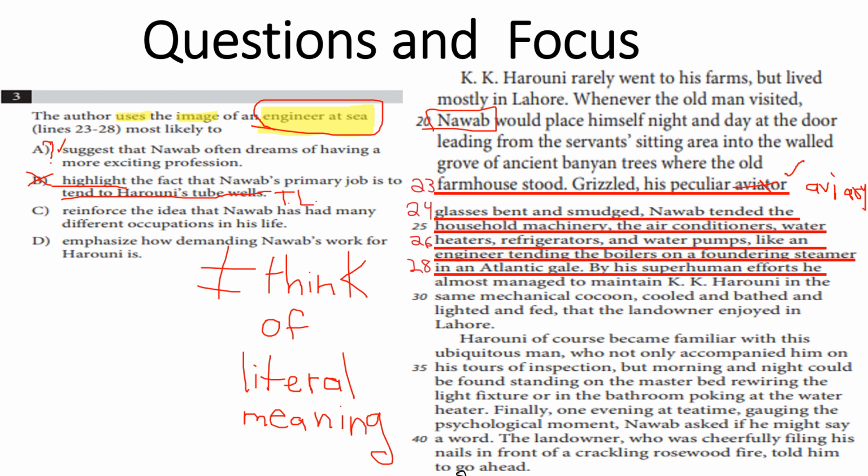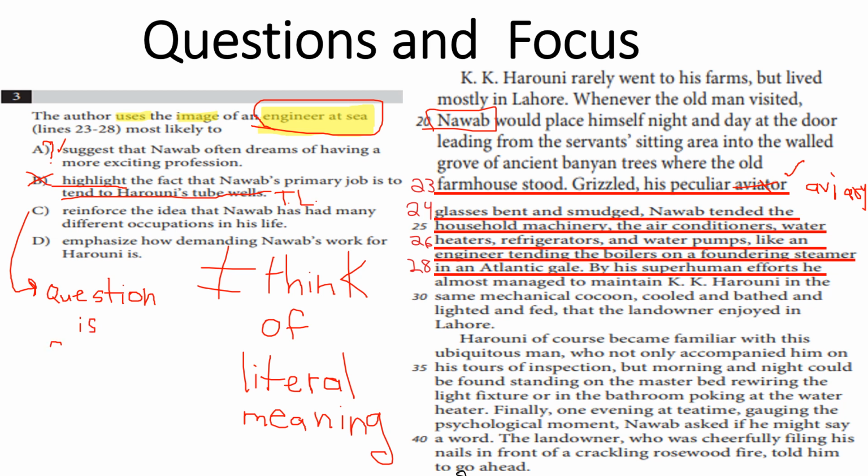So then let's get into reinforce the idea that Nawab has had many different occupations in life. Okay, well, he's talking specific. This is a specific question, and this is what is called a distractor. The question is specific, and this answer is specific. Okay, so he's had many different jobs, occupations in his life. We went over that in paragraph one.